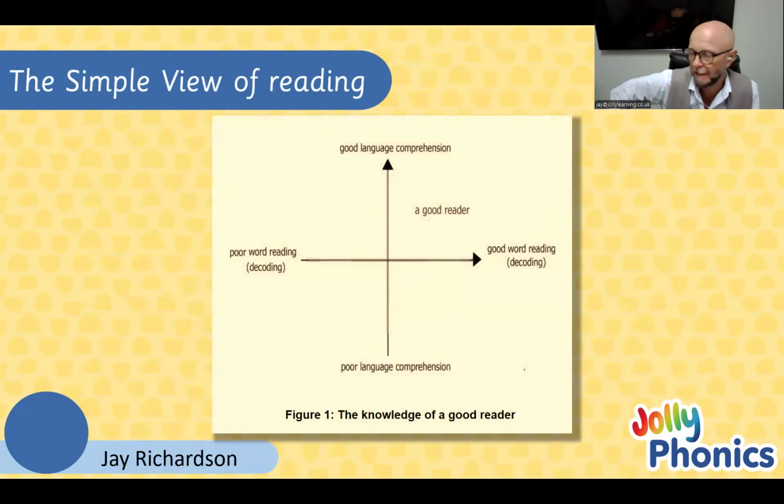The simple view of reading, what we call the science of reading, is based on this. This way of viewing reading came up in the 80s, I think, and basically, on the horizontal axis here, you've got poor reading abilities, inability to decode words, and inability to understand phoneme-grapheme relations, sound-letter relationships. Going all the way up to good decoding abilities. And then the vertical is your language comprehension.